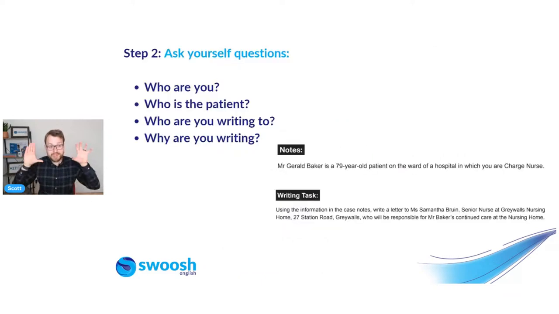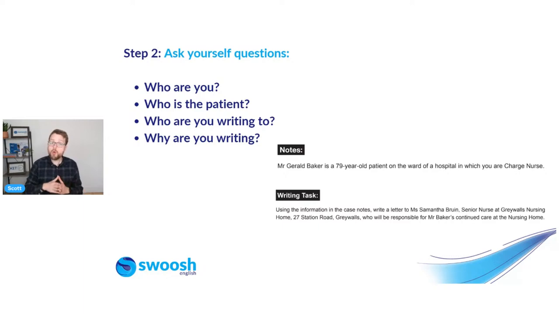So once you've identified the notes in the writing section, I want you to get into the habit of asking yourself the following 4 questions. 1, who are you? What is the role that you are carrying out in this OET writing exercise? Question 2, who is the patient? What key information can you identify with them?